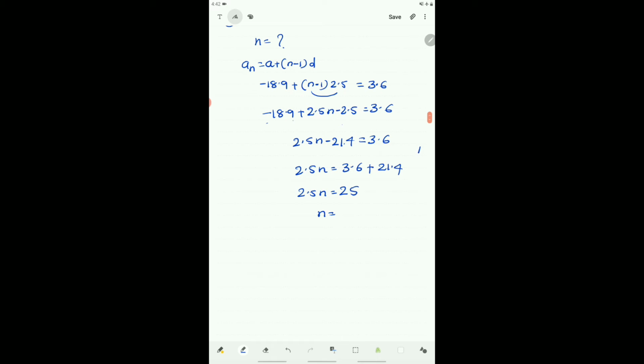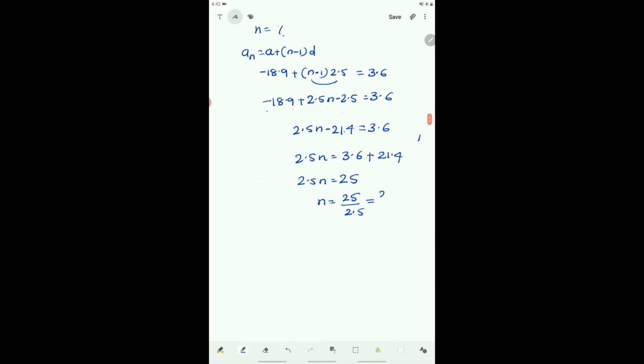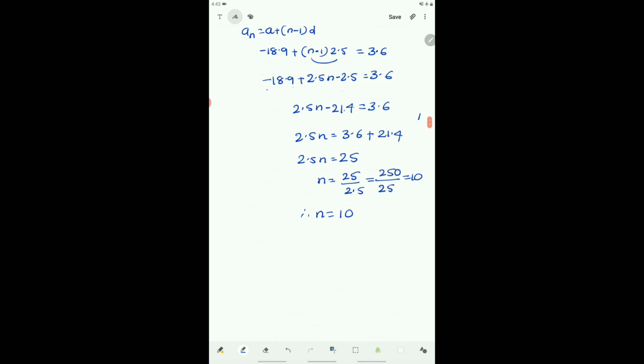Then n is equal to 25 by 2.5. If the point is removed here, it becomes 250 by 25, that is equal to 10. Therefore, n is equal to 10.